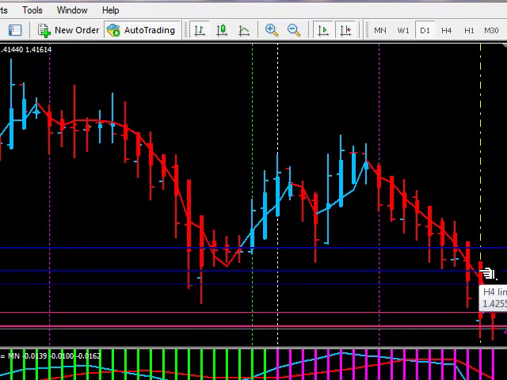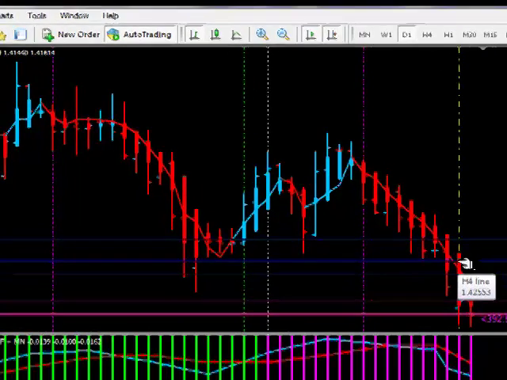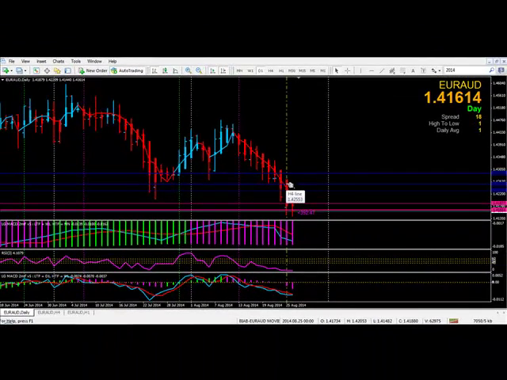The high was 1.42053, low result 1.41482, and close was 1.41880.